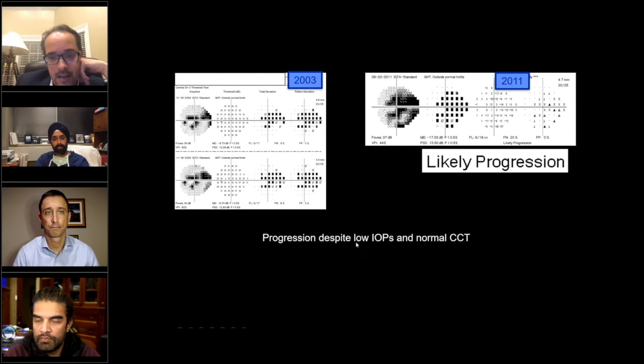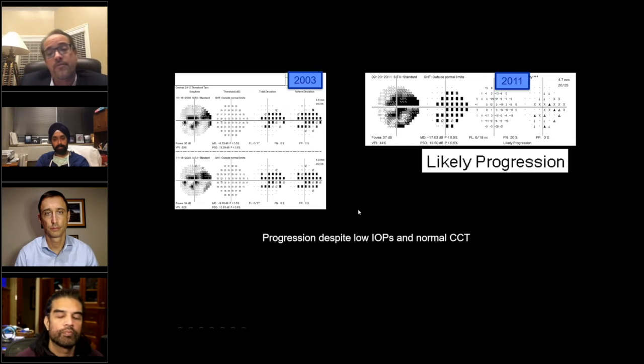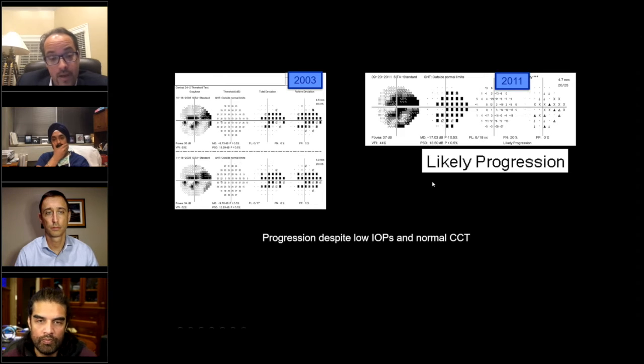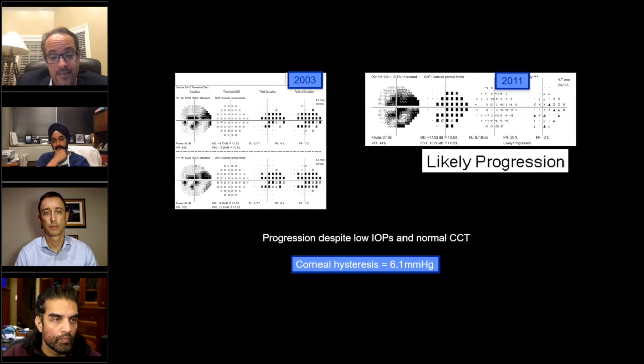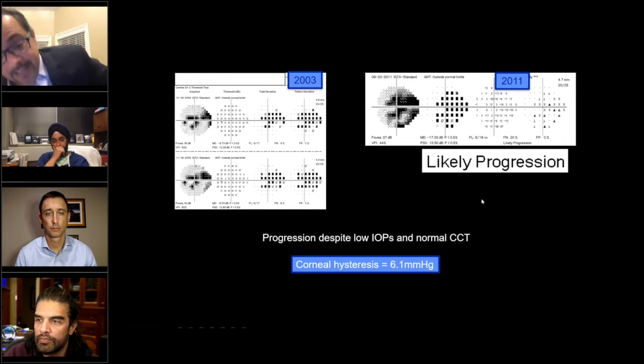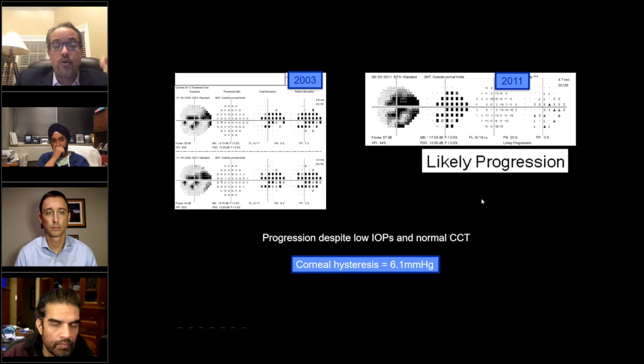Next. And over time, this patient showed progression, clearly progression, enlargement of those arcuate defects, despite pressures that were quite low and despite a normal corneal thickness. So it's an interesting case, especially because the corneal hysteresis for this eye was 6.1. So it's a very low value in this patient. And that illustrates the point of corneal hysteresis being a risk factor for glaucoma progression.